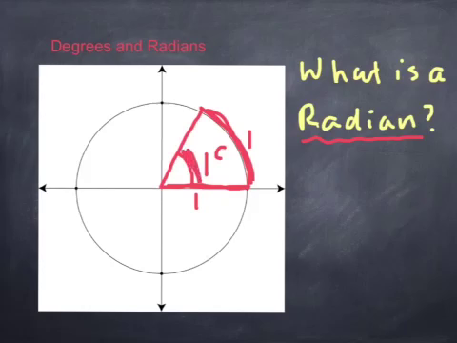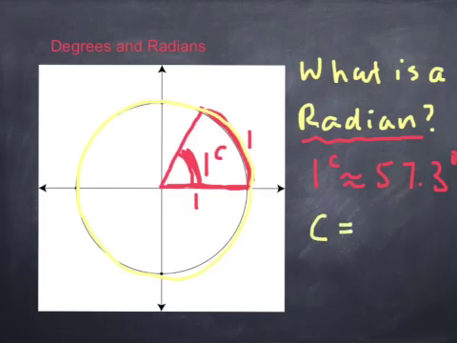Now it so happens that 1 radian is approximately equal to 57.3 degrees. Not a hugely relevant fact. Now, here's the other thing about radians. If I was to go right around my circle, given that my circle is a unit circle, the distance I would have travelled is the circumference of the circle, isn't it?